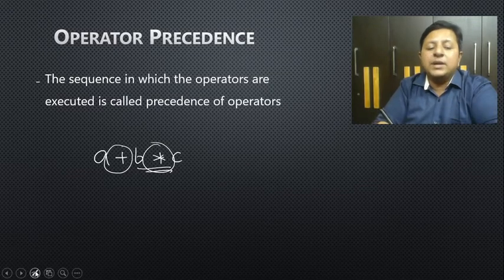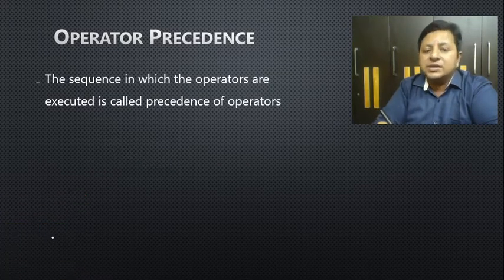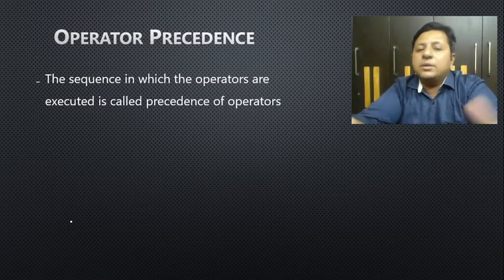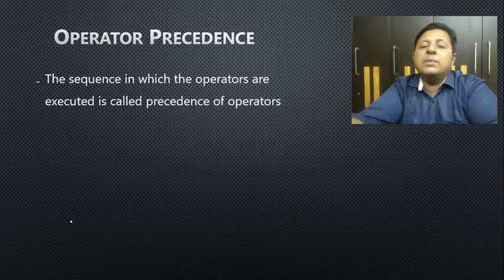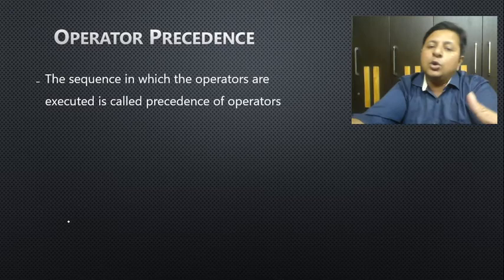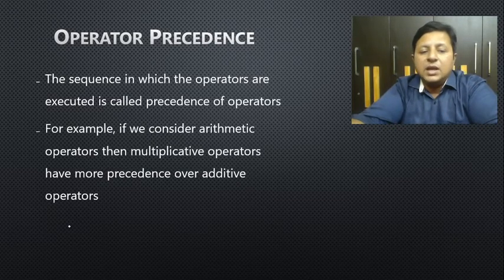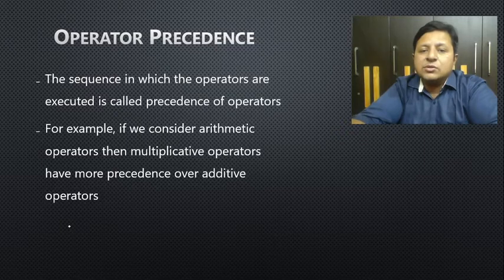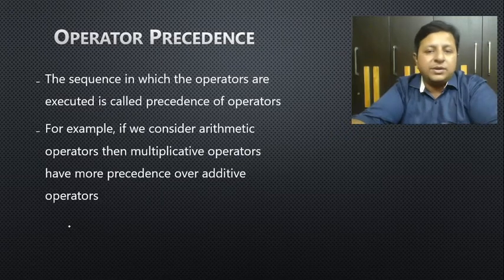When we have operators with different precedence, the sequence in which they are executed is decided by operator precedence. Obviously the higher precedence operator will be executed first and then the lower precedence operator. For example, among arithmetic operators, multiplicative operators have more precedence than additive operators. Multiplicative operators are multiply, divide, and modulus. All are equal, as you will see soon in the operator precedence table, but they have higher precedence than additive operators. Fine, that's the basic concept of operator precedence.